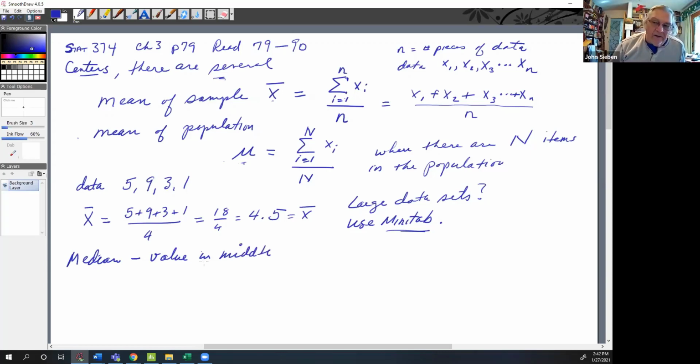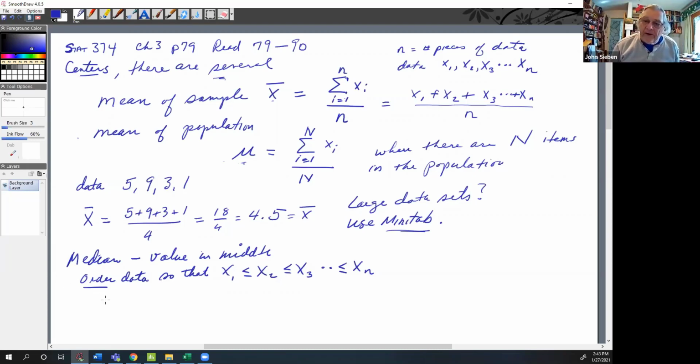Now, we can't talk about the middle without ordering the data. And so we're going to have to take our data and write it such that x1 is less than or equal to x2, less than or equal to x3, less than or equal to xn. So now we do have to order the data. So I'm reminding you that to find the median, it's the middle in a set of ordered data.